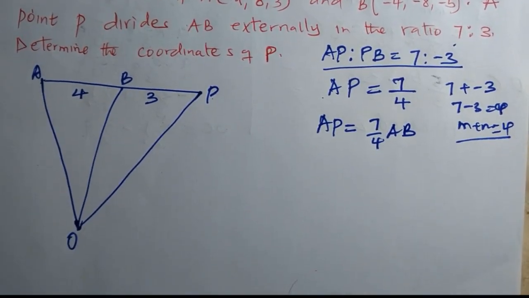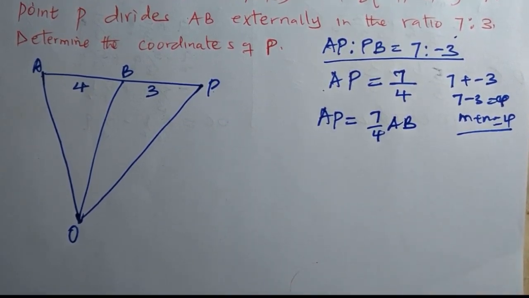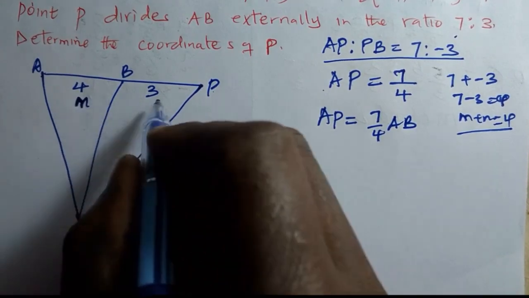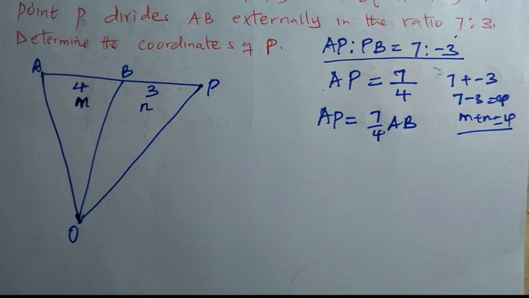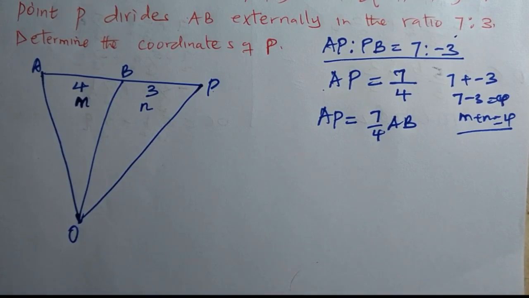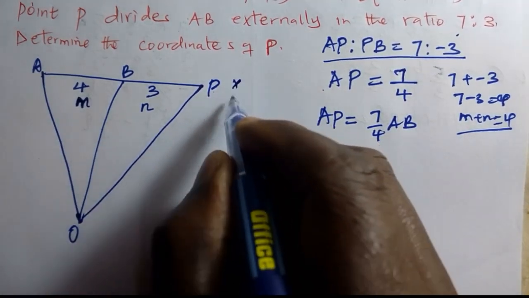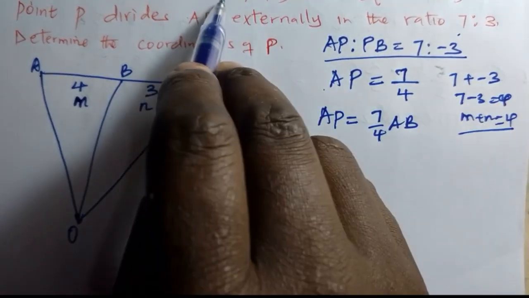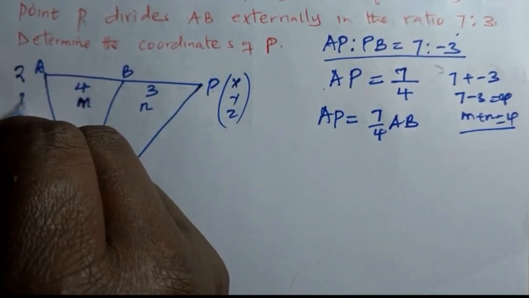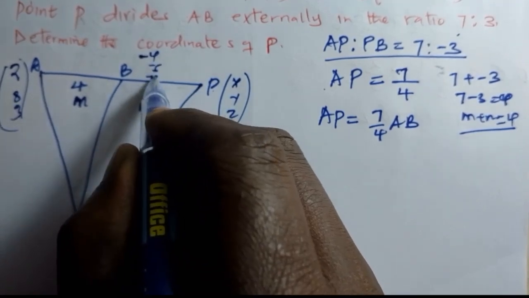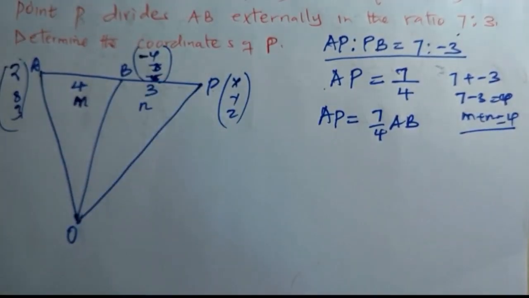So let's look at this one. We can now use the ratio theorem. If I give this one M, I give this one N, then what we want is to find the coordinates of B. We are looking for the coordinates of B, X, Y, Z. That's what we don't have. We have the coordinates of P and the coordinates of A, here they are. A is 2, 8, 3. P is -4, -8, -5. Those are the coordinates.